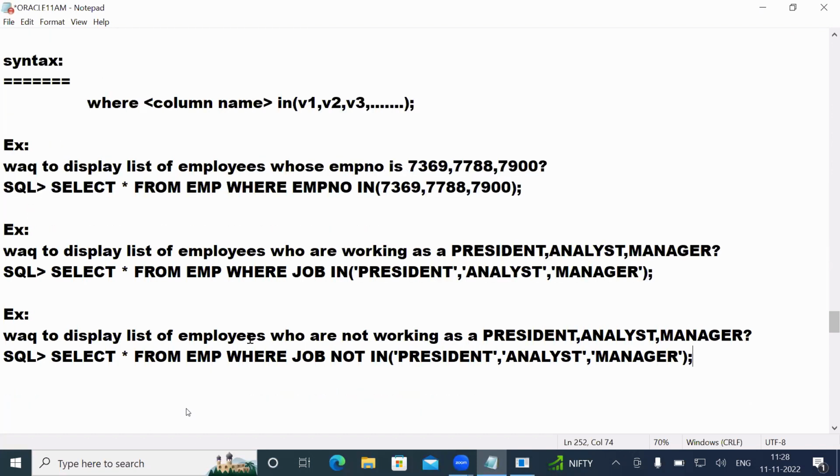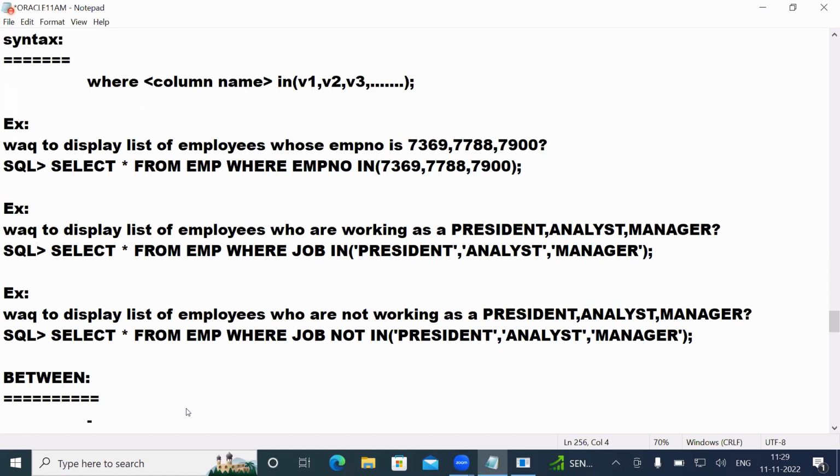Okay, now. So this is how the IN operator was working, comparing a group of values. In the same way, the next operator is called what now? BETWEEN. So coming to the BETWEEN operator, you use it when you want to compare a particular range of values, so and so range to so and so range. If you need to compare that, the BETWEEN operator will be useful.